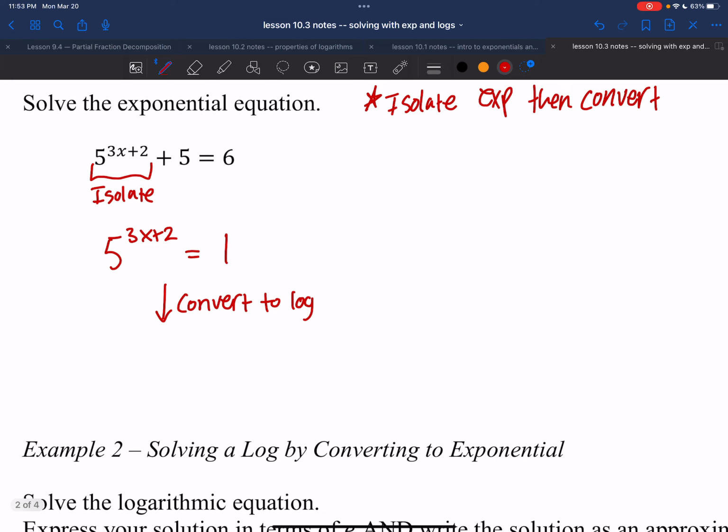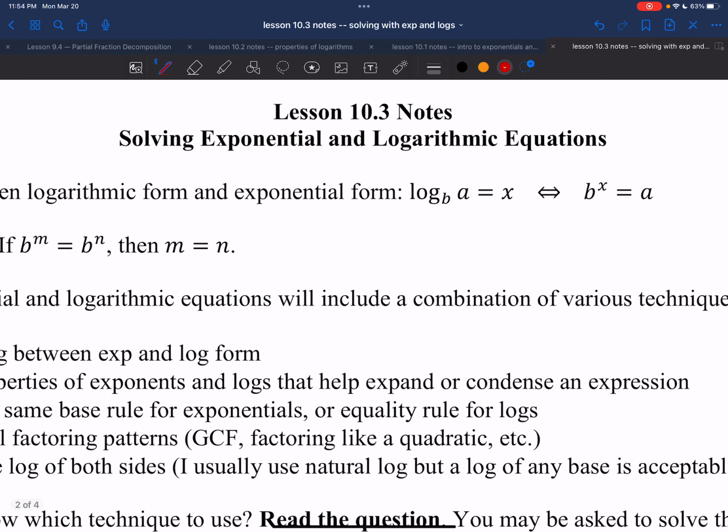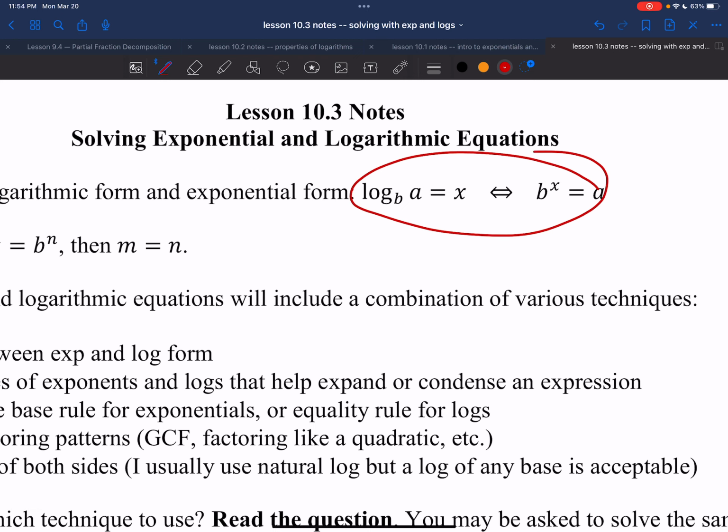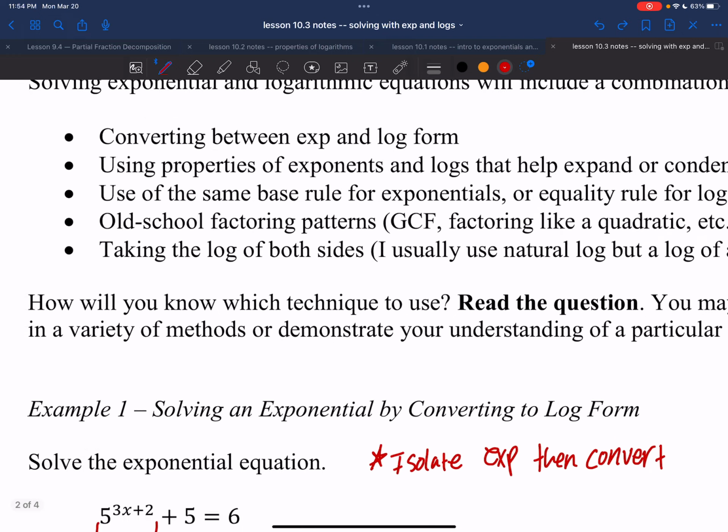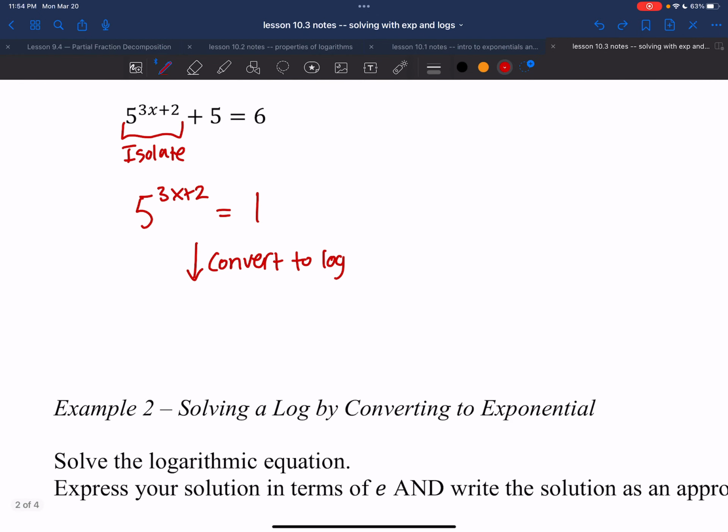And the base is 5, right? So I'm using this rule right here. It's the classic conversion. The base is 5, the argument is this. So I should see that log base 5 of 1 equals 3x plus 2.